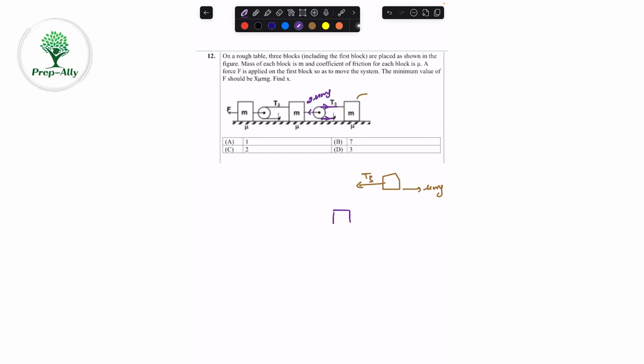Now second block, this is first, this is second, this is third. So second block, backward tension is 2 mu mg. Also backward friction will be mu mg. That means this tension, which is T2, has to be equal to 3 mu mg. Now if this tension is 3 mu mg, this is also 3 mu mg, this tension will be 2 times of T2, which is 6 mu mg.